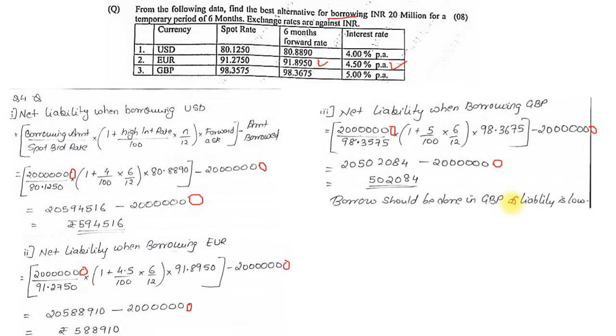So this was the sum based on the borrowing factor. There are 2 types of variation: there can be borrowing, and there can even be investing. Two separate videos have been created for this particular topic to be studied in depth, with different variations which can come across. So this was question number 4Q.